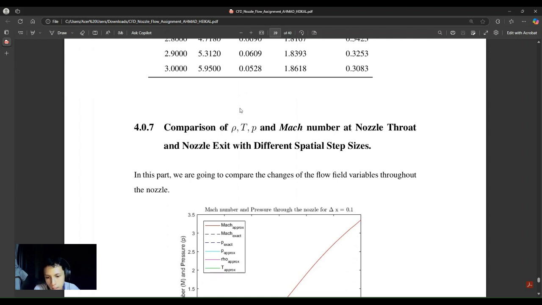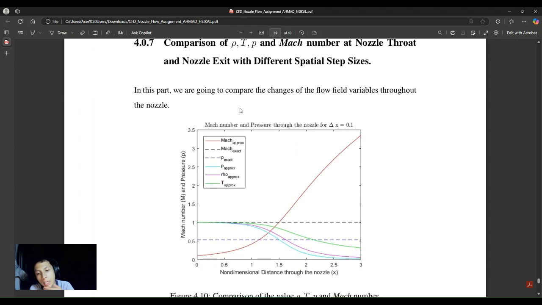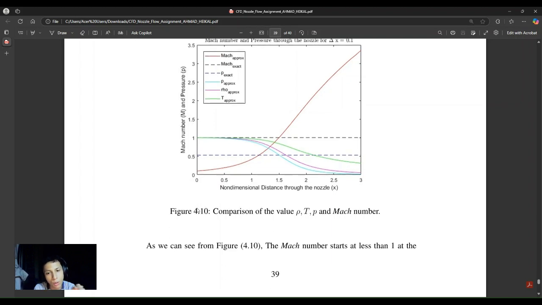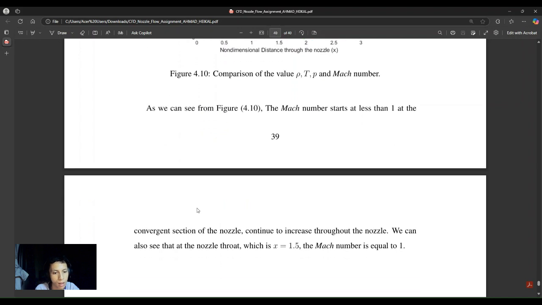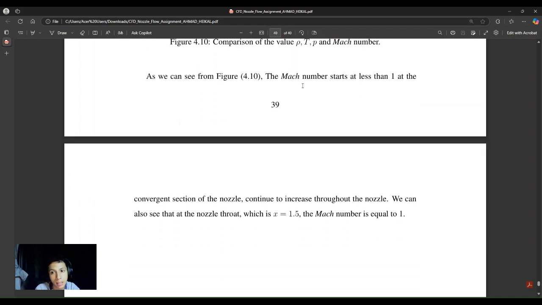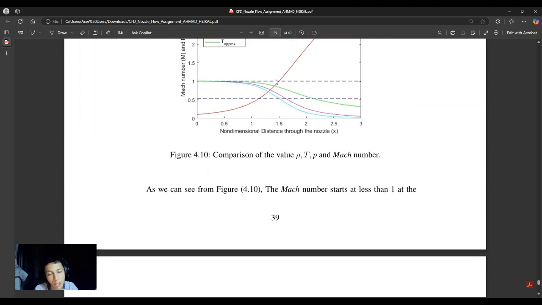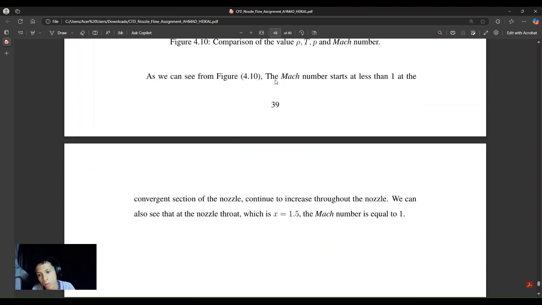So last but not least, this is the comparison of density, temperature, pressure, and Mach number at the nozzle throat and nozzle exit with different time step sizes. As you can see, let's focus on the Mach number. The Mach number will increase as it goes from the beginning of the nozzle until the end of the nozzle. As I have said here, the Mach number starts at less than 1 at the convergent section of the nozzle, and increases throughout the nozzle.